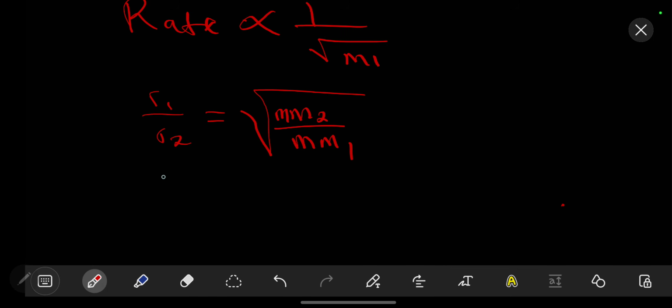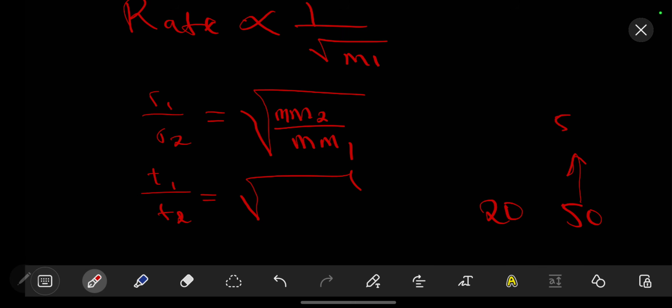Now, since the rate and time have an inverse relationship, it means the time taken for a gas to effuse is directly related to its molar mass. Meaning, if you compare a mass of 20 with a mass of 50, the heavier one will take more time. It will take, let's say, about 50 minutes to effuse, while this one, let's say, will be something like 20. So the bigger the mass, the more time it will take. That's the relationship between time and the molar mass.